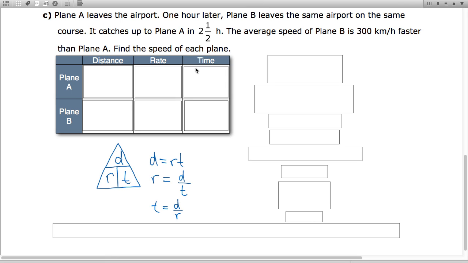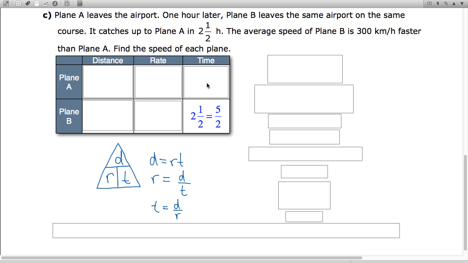In any case, when you're setting up this chart, it's good to start with things that are well known first. So, for instance, we know that plane A leaves the airport first, so it's in the air longer. Plane B is not in the air as long. It takes it 2.5 hours to catch up. So let's start with the time for plane B. It's in the air 2.5 hours, which it'll be easier to work with if we just change that to an improper fraction, 5/2.